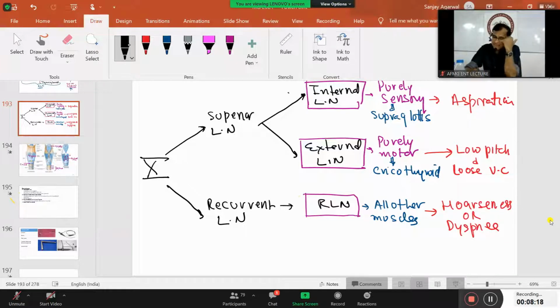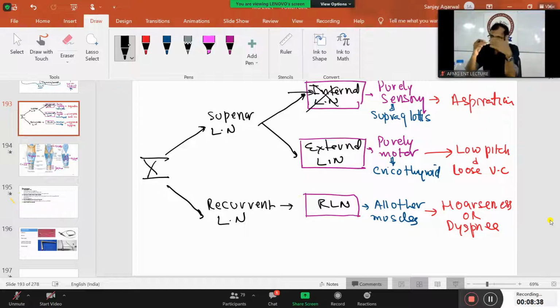Can internal nerve damage cause palsy of the vocal cord? The answer is no, because it's not supplying any muscle. It's just purely sensing it. And therefore, in vocal cord paralysis, this cannot be included, because it's not a palsy as such. Is that clear? It's logical.